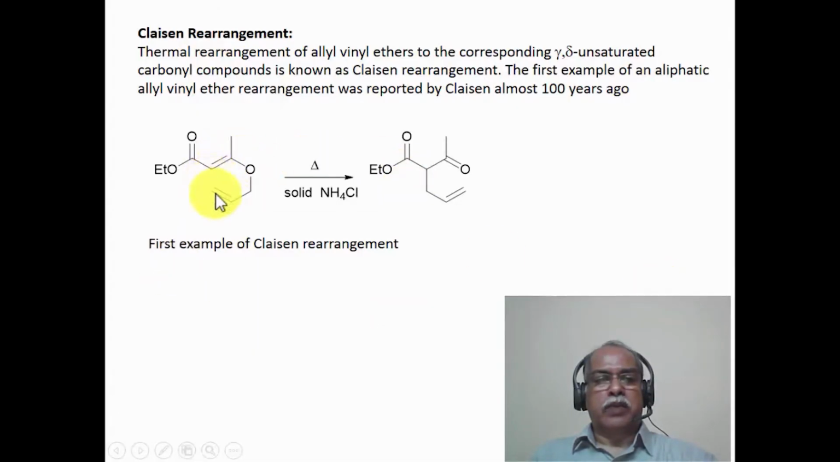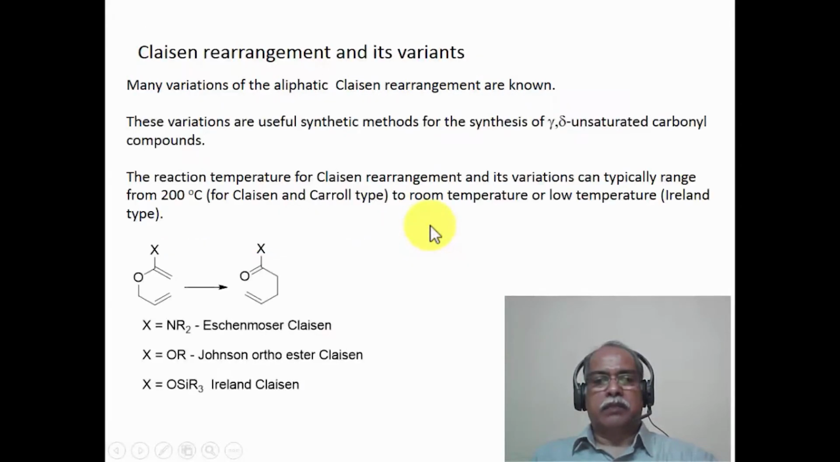3,3 sigmatropic rearrangement closes this bond, opens the carbon-oxygen bond, resulting in the formation of the gamma delta unsaturated carbonyl functional group in this particular case. This reaction is nearly 100 years old now. This is the very first example that was done by Claisen himself. Apart from the Claisen rearrangement, many variations of the Claisen rearrangement are also known in the aliphatic Claisen rearrangement. These variations are very useful methods for the synthesis of the various carbonyl derivatives of the alpha beta unsaturated carbonyl compounds. It could be an ester, it could be an amide, it could be an acid, and so on.